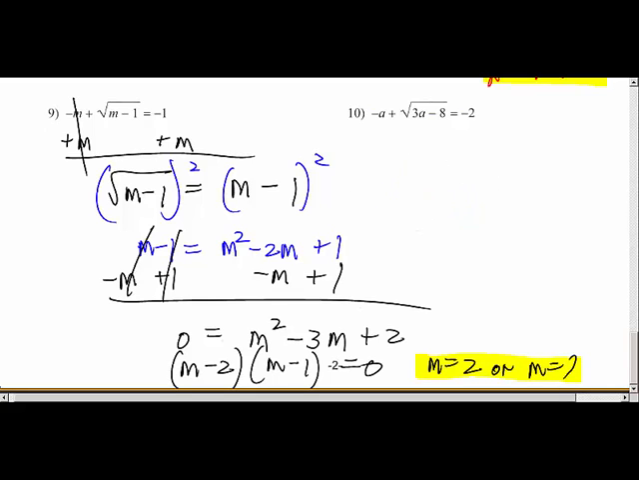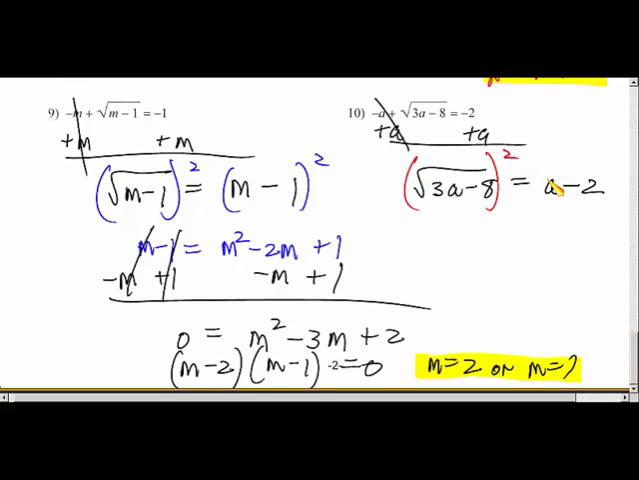And the last problem here, number 10, I'm going to add a, because remember I always want to get the radical all by itself on one side of the equation. And now I'm going to square both sides. So that gets rid of the radical on the left. And if I FOIL that, I get a squared minus 4a plus 4.